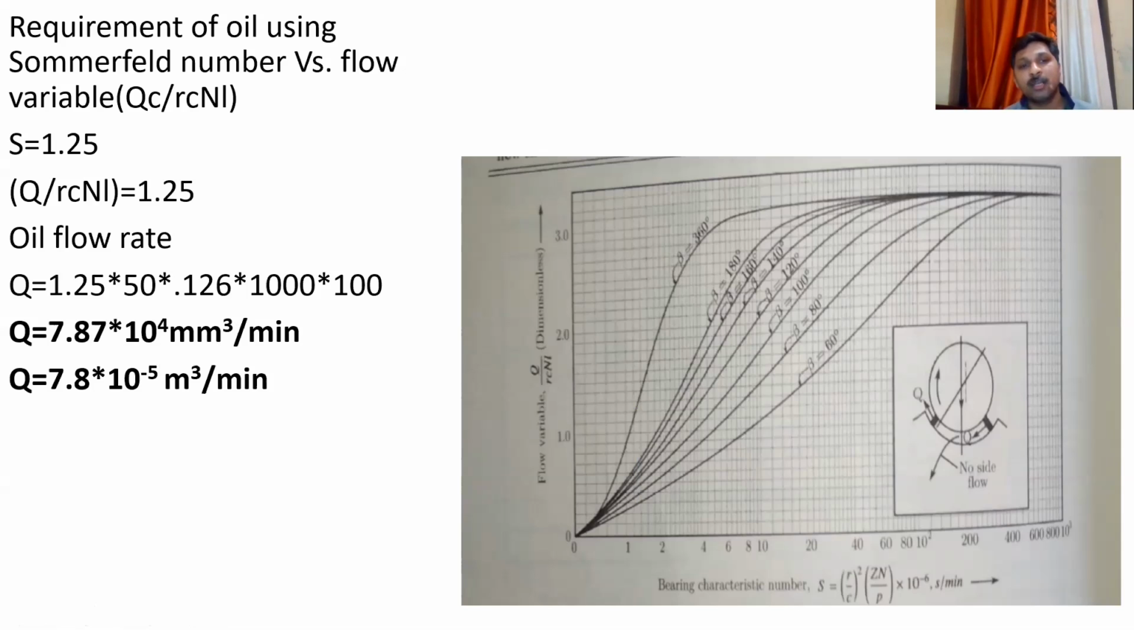Suppose in some question it is asked to find the flow rate in kg per minute or kg per second. In that case, you have to do nothing but multiply this flow rate with the density of the lubricating oil. Then you will have the flow rate in kg per minute. Okay, so in this manner you can attempt the design problem with the help of Sommerfeld.